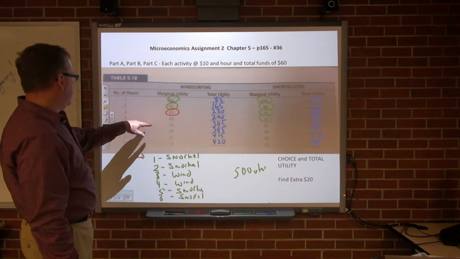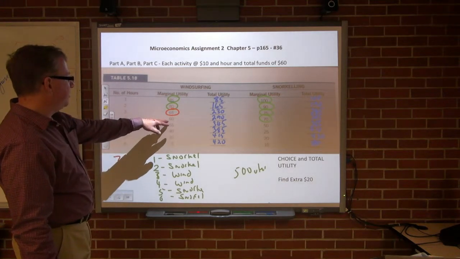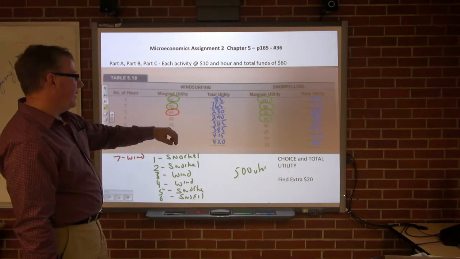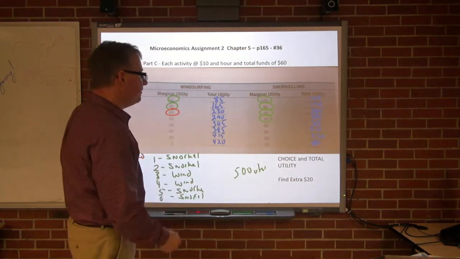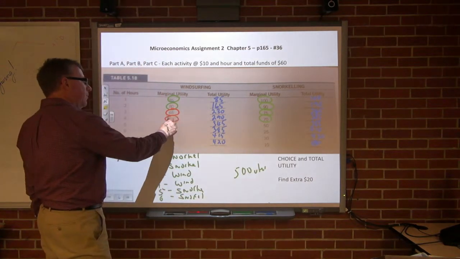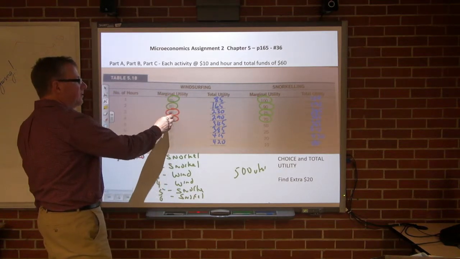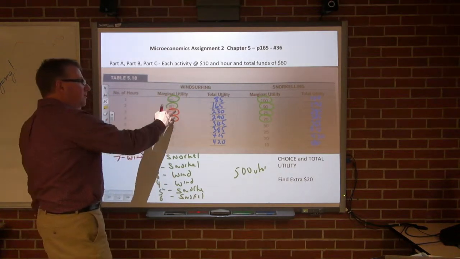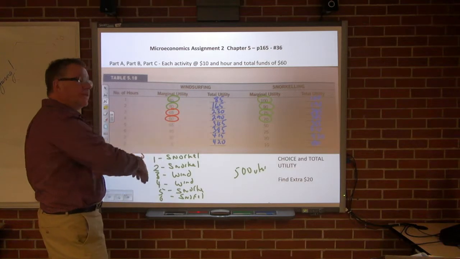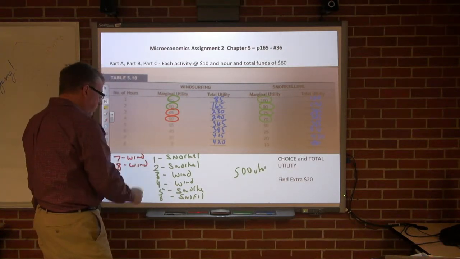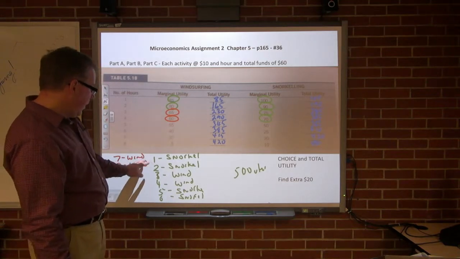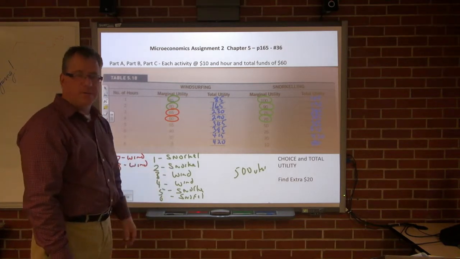Our fourth hour of windsurfing has a marginal utility of 60, and our fifth hour of snorkeling has a marginal utility of 50. What are we going to do? We're going to pick the higher one. Again, in this case, we've got all our money spent, so we've got 2 extra hours of windsurfing. Effectively, now we have in total 4 hours of snorkeling and 4 hours of windsurfing.